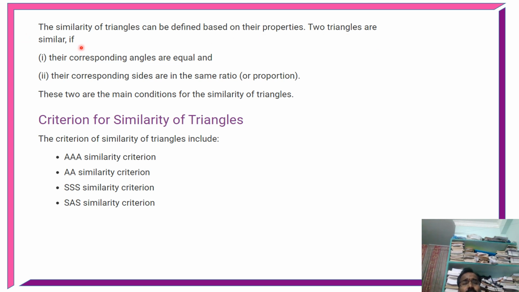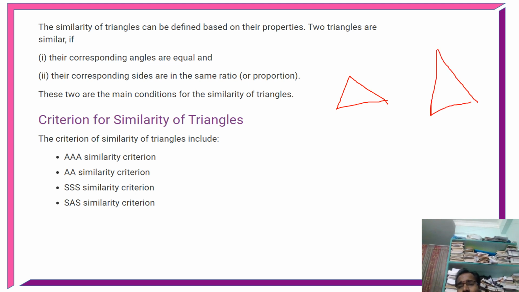Two triangles are similar if their corresponding angles are equal. As we discussed, to show two triangles are similar to each other, the congruency property you people have learned in class 9. Now, similarity. Similarity means same ratio but not the same area. They are the same in shape only.